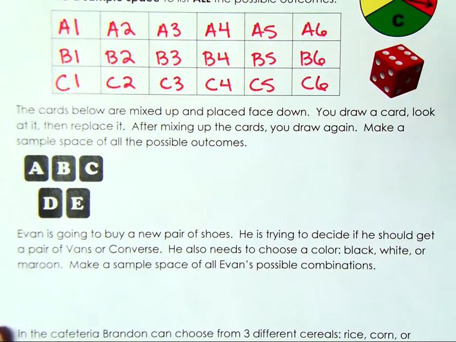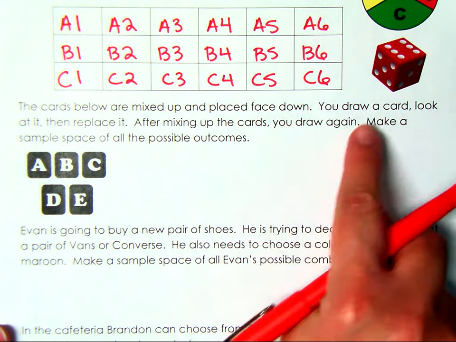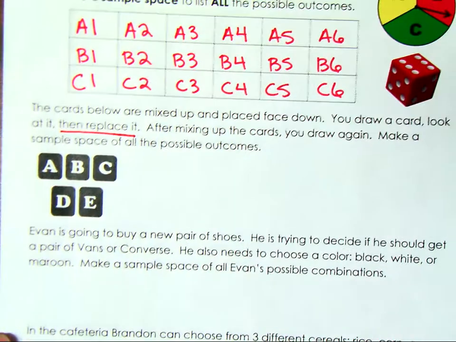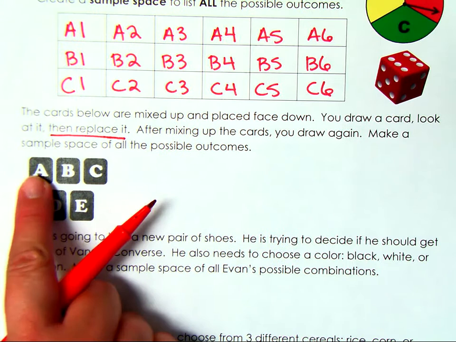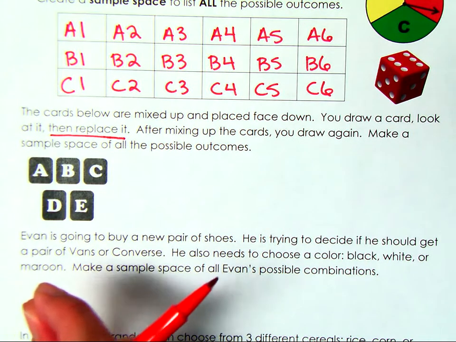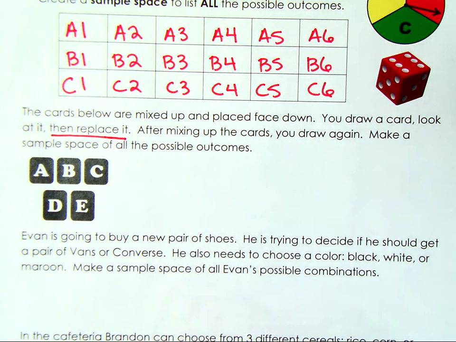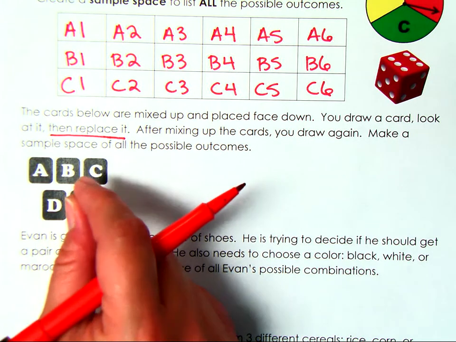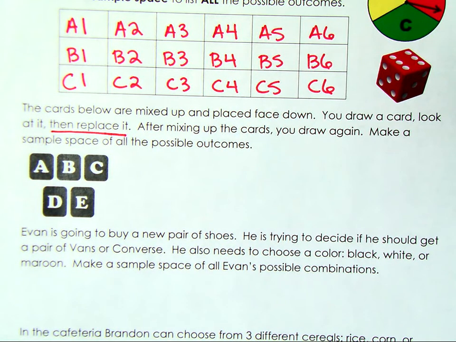So let's look at another problem. The cards below are mixed up and placed face down. You draw a card, you look at it, and then replace it. That's going to be really important because in the next couple lessons, we're going to talk about what happens when you don't replace it. So if I take this letter A, it's face down, but I pick it up and I see A, I look at it, and then I put it back. So it's still in that group of 5. Or if I take a C, look at it, and put it back face down again, it's still in that group of 5. So my total is going to stay the same.